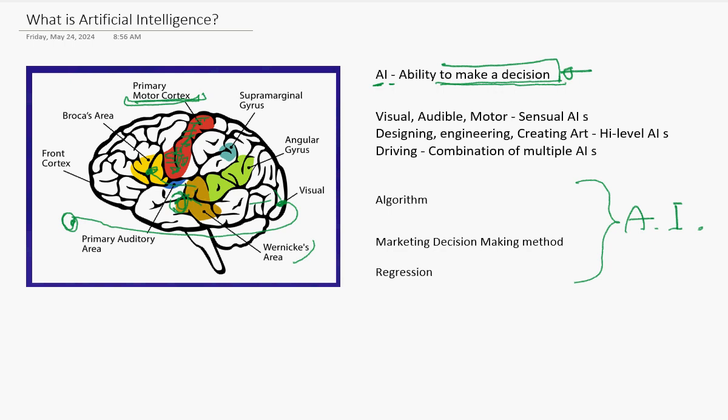about AI. They're not talking about this whole thing. They're talking about, for example, visual AI. What's visual AI? It's like when you write handwriting.